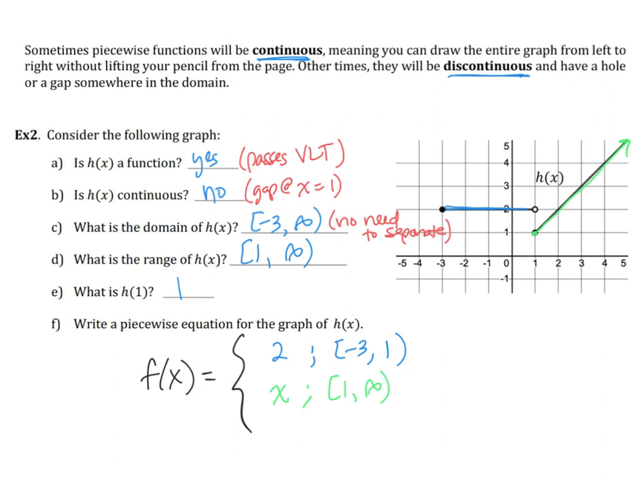So this right here, how we write it, I didn't really explain that last time. It's your function equals, and then we have this part, and you just list the parts that you have, and then you can put a colon after it and list the domain associated with that particular section of the piecewise graph.